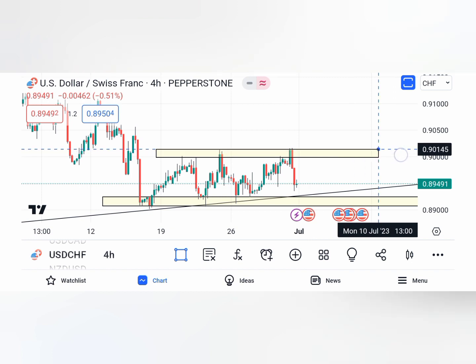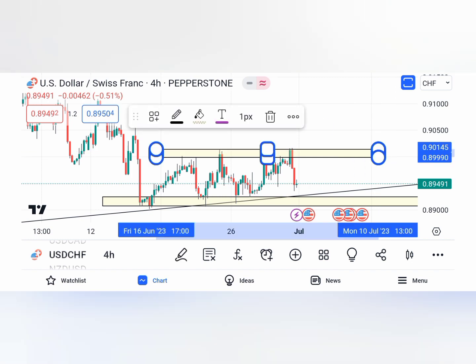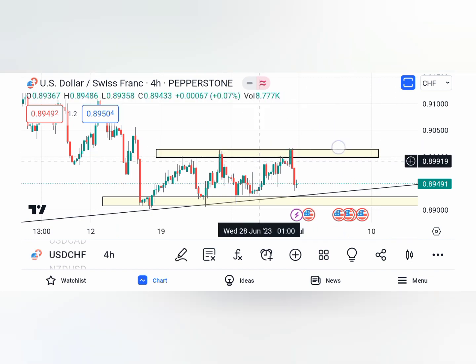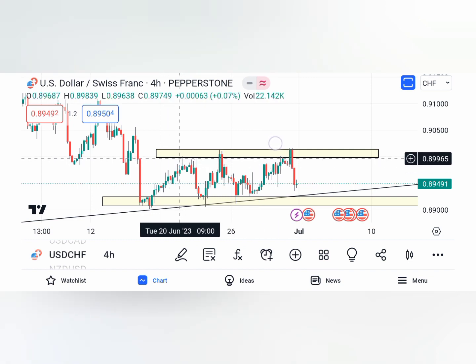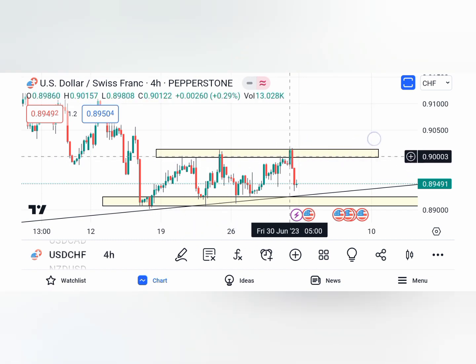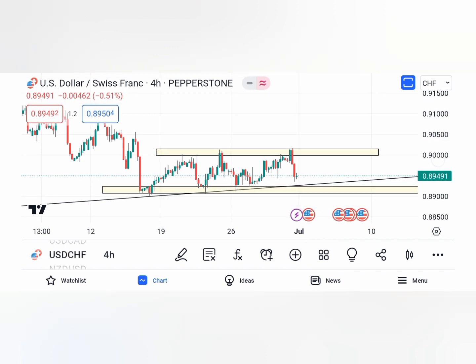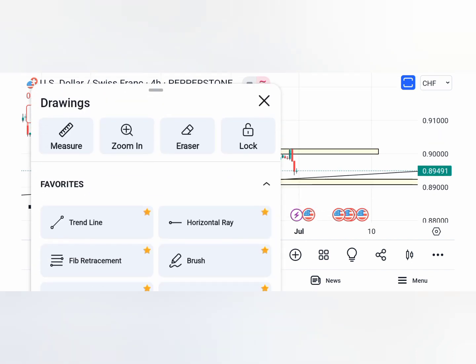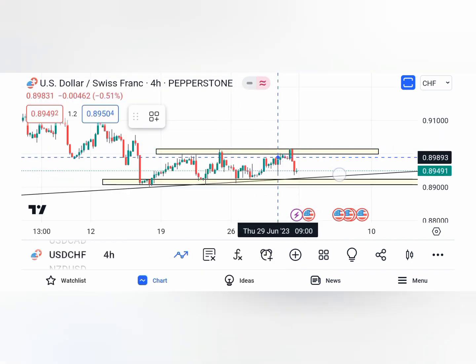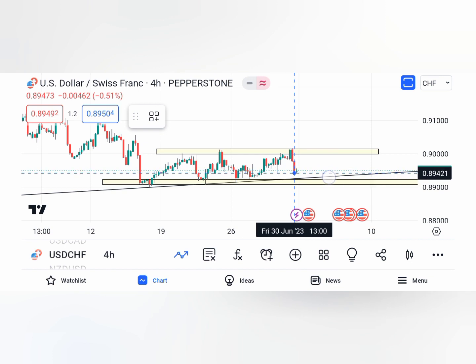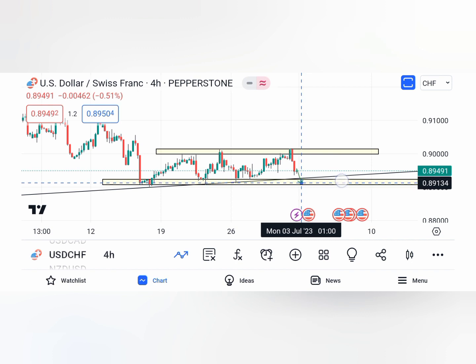So if you take a deeper look, we can see that the zone has been touched once, twice, and we can see the third touch here. Also, if you study carefully, we can see that price has gotten to this point now. If we want to be looking for buying opportunities on USDCHF, we have to wait for price to get to this particular zone.